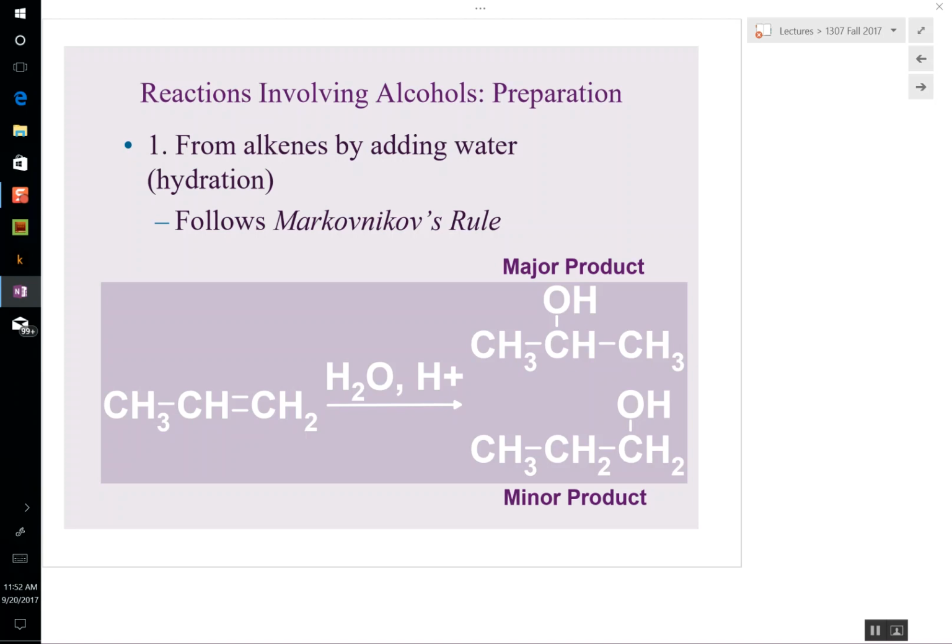You're adding water across that double bond, and the OH goes on one carbon, the hydrogen goes on the carbon with the most hydrogen, Markovnikov's rule. So this is your minor product. Here is your major product. The hydrogen goes here where there are two hydrogens, and the OH goes on the other carbon. And you get the major product, isopropyl alcohol. This is propene plus water in the presence of an acid, acidic conditions. The water will add to the double bond and form isopropyl alcohol as your major product.